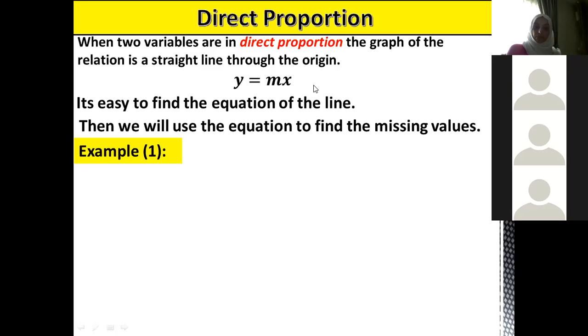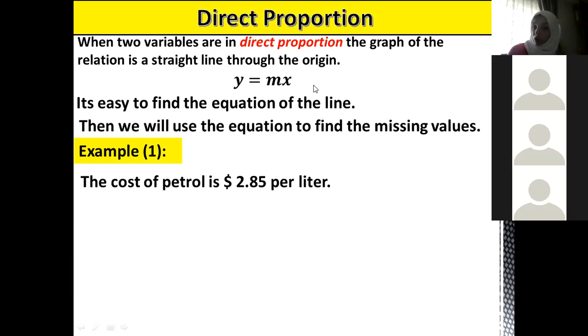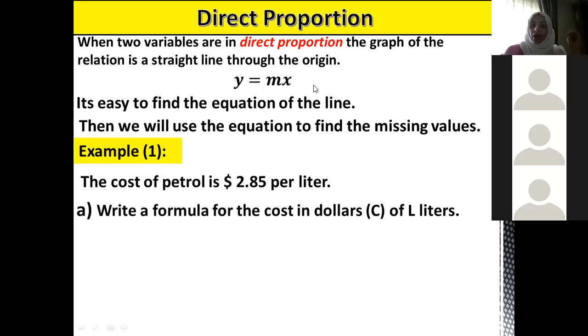Okay, let's take an example. For example, the cost of petrol is 2.85 dollars per liter. They want you to write the formula for the cost in dollars per liter. So if I want to write the cost, how many dollars per each liter, I write it like this: cost equals 2.85 multiplied by liters. If I bought 1 liter, 1 multiplied by 2.85 means I will pay 2.85. Then 2 liters means 2 multiplied by 2.85. Teacher, 3 liters, 3 by 2.85.